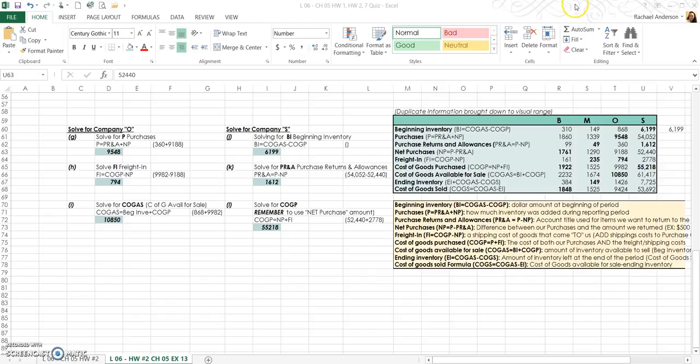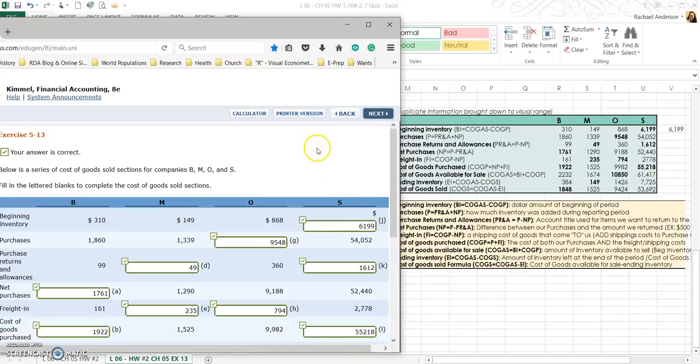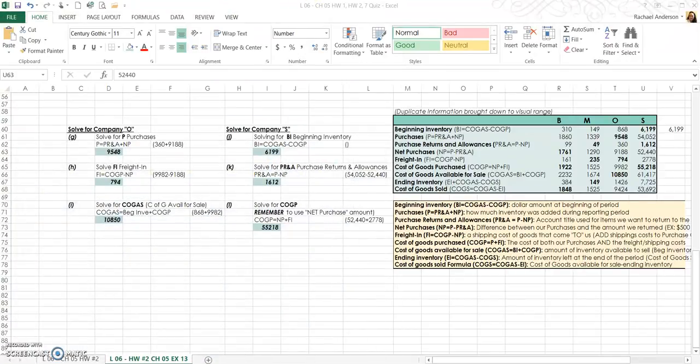Now, to verify that these answers are correct, I have gone in and I have taken this problem and already pre-worked it. And as we see, these answers are the same. Our 55,218, our 1,612, and 6,199 for our beginning inventory, and we have already pre-calculated these amounts. I hope that this helps.